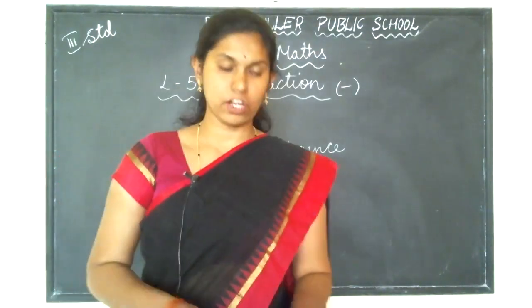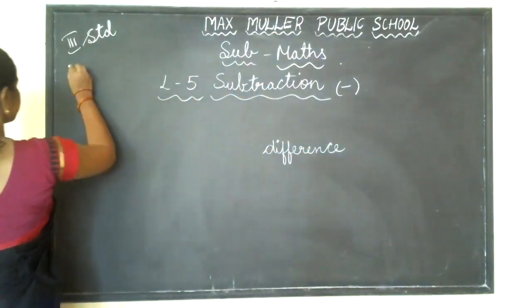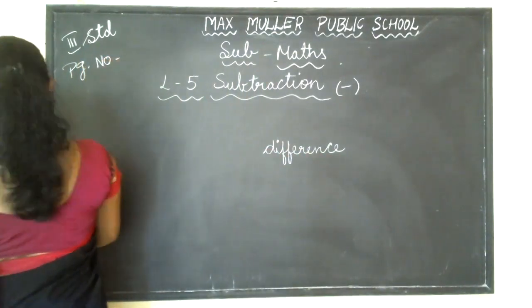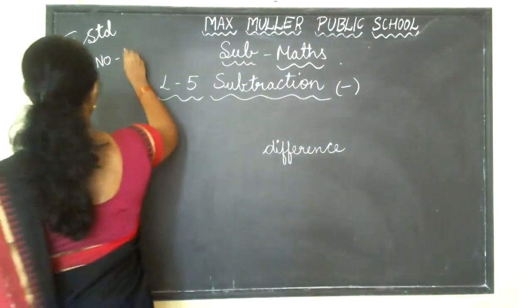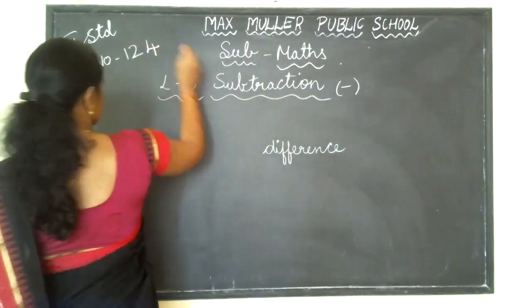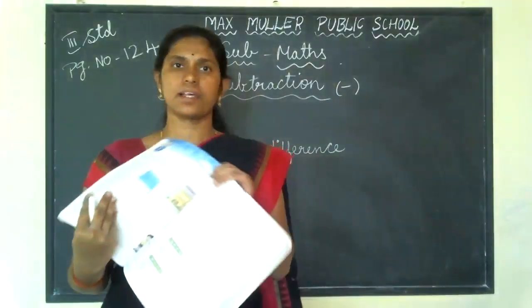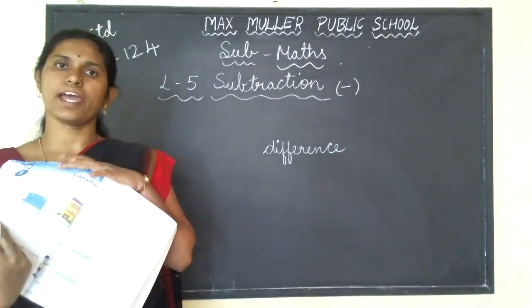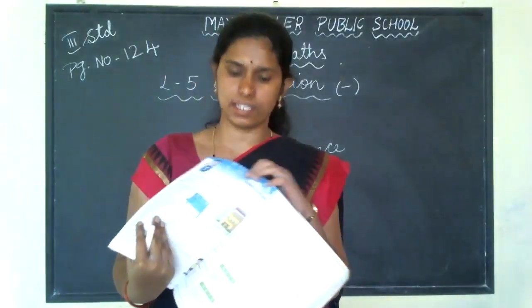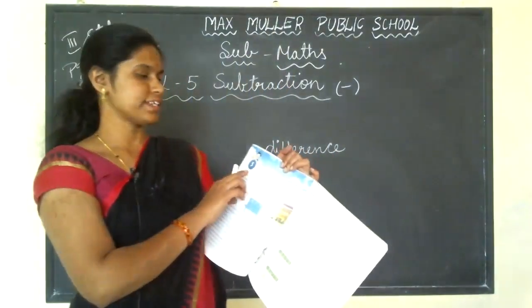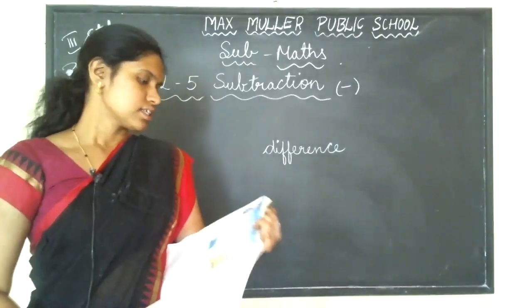So, all of you take out page number 124, subtraction. Lesson number 5, subtraction. Write today's day and date. We'll start today's class with subtraction.